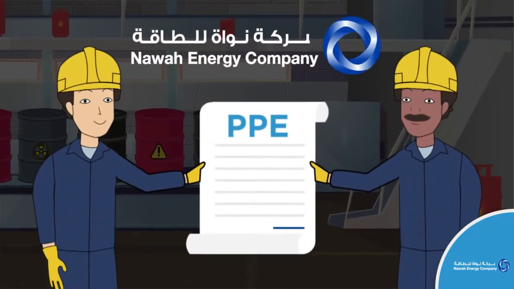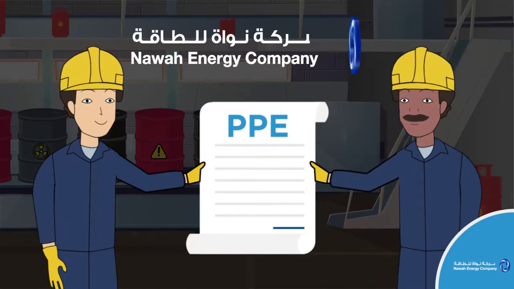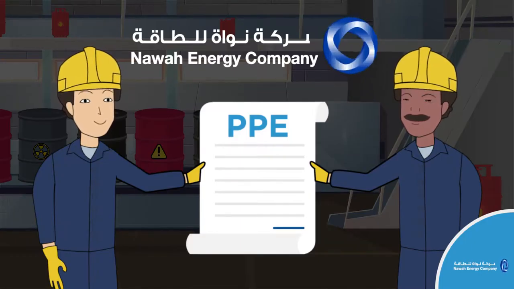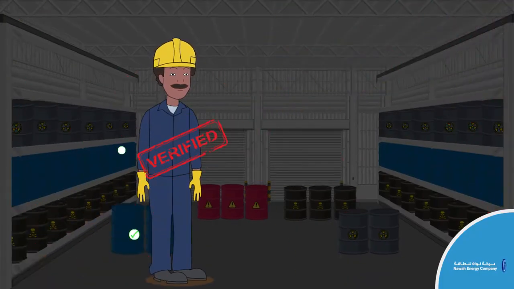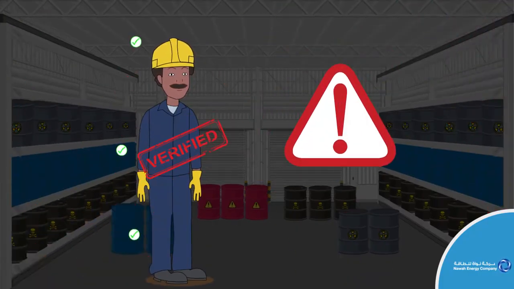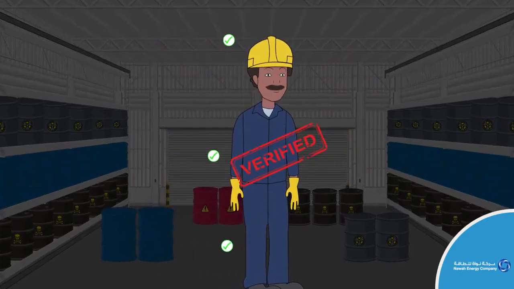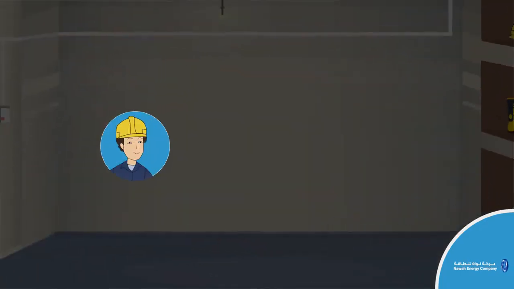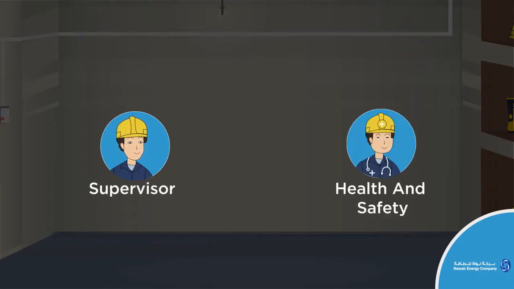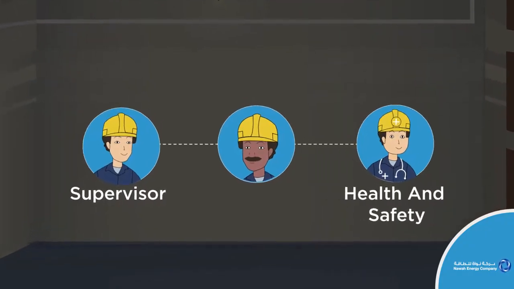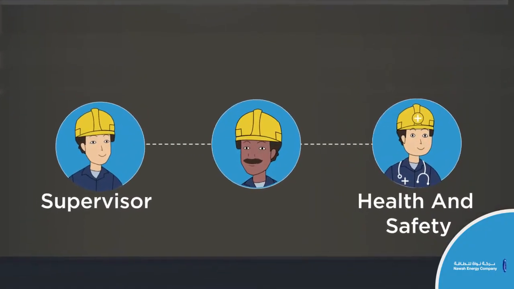All personnel at Nawah are required to use PPE according to instructions and training received. Verify that prescribed PPE is adequate to protect against identified hazards. Ensure PPE is correctly worn and fits properly. Seek assistance from a supervisor, and if necessary, Health and Safety, H&S, if there are any questions about use of PPE or hazards in the work environment.